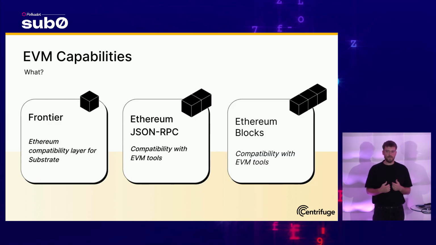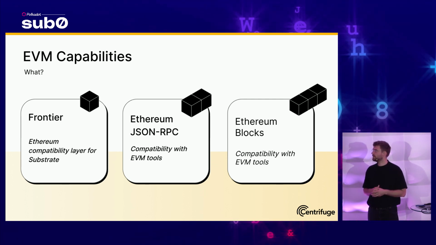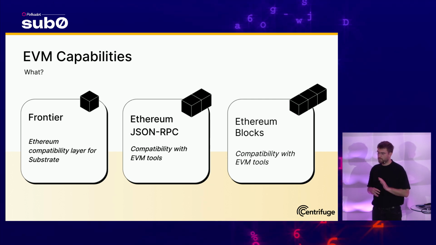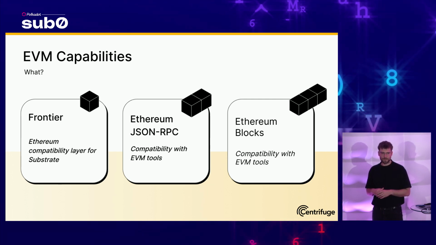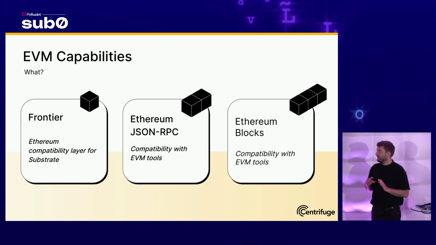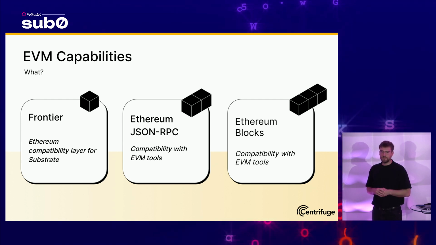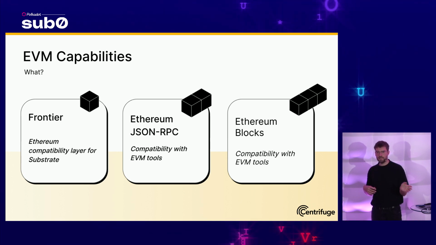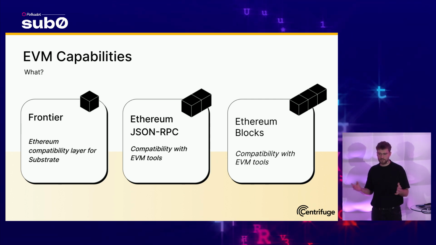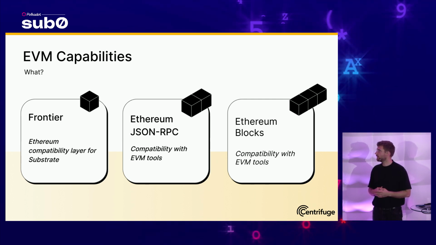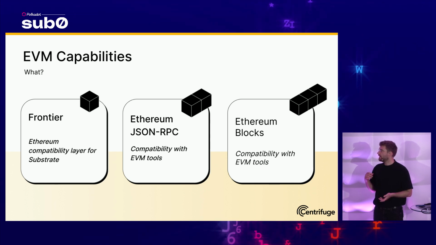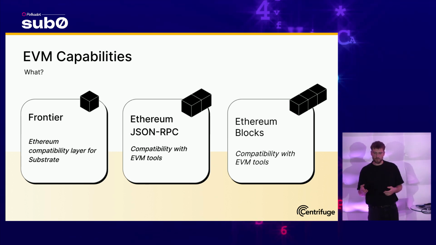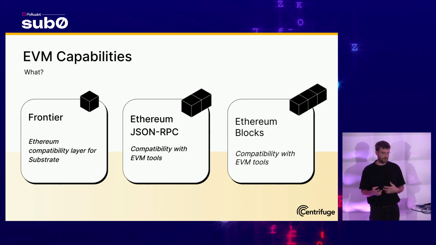So how did we do that? EVM capabilities for substrate-based chains are pretty straightforward. There's this Frontier crate, which is really nice, so thanks to everybody developing that. It provides a really easy way to extend your RPC endpoint with something that's Ethereum JSON RPC compatible, so all the tools can just work with your chain as they do with any other chain. And it furthermore provides an easy way to build Ethereum blocks, so you can actually use an Ethereum scanner or something like that.